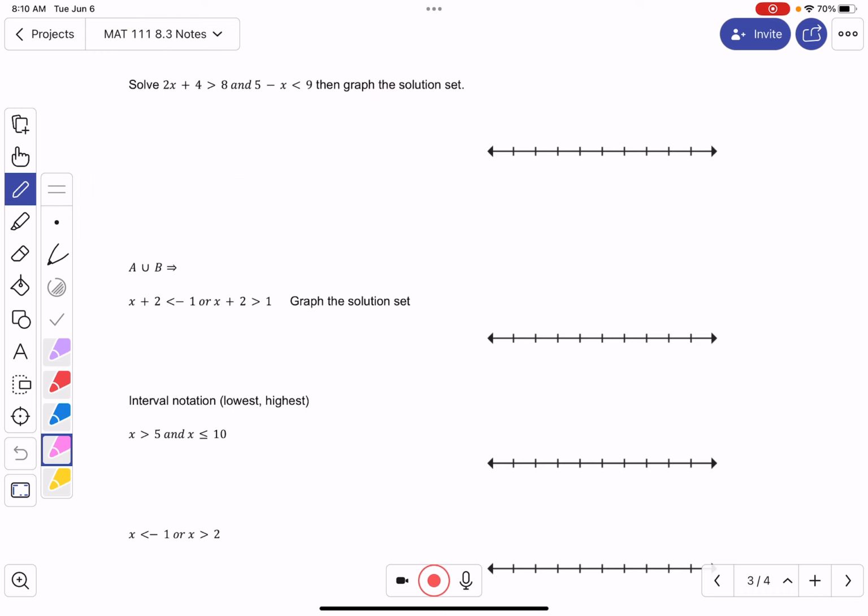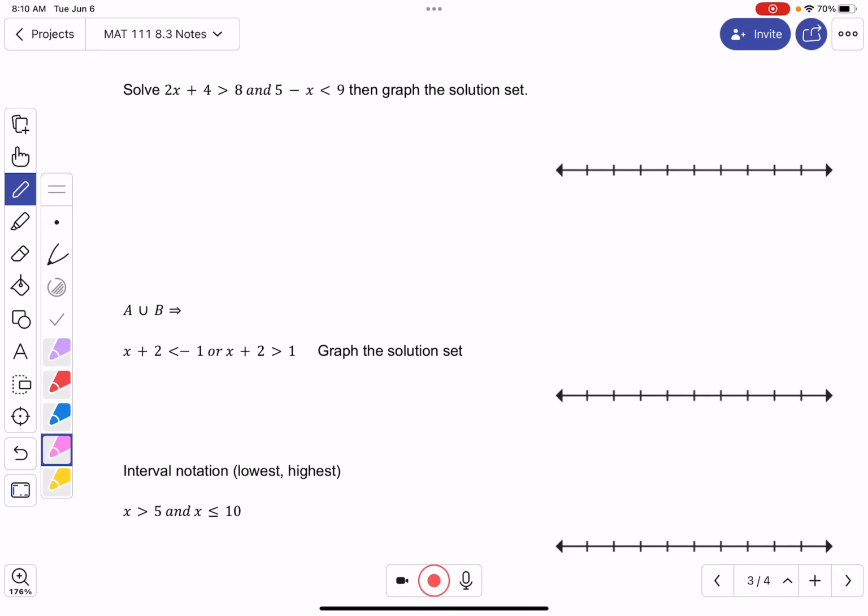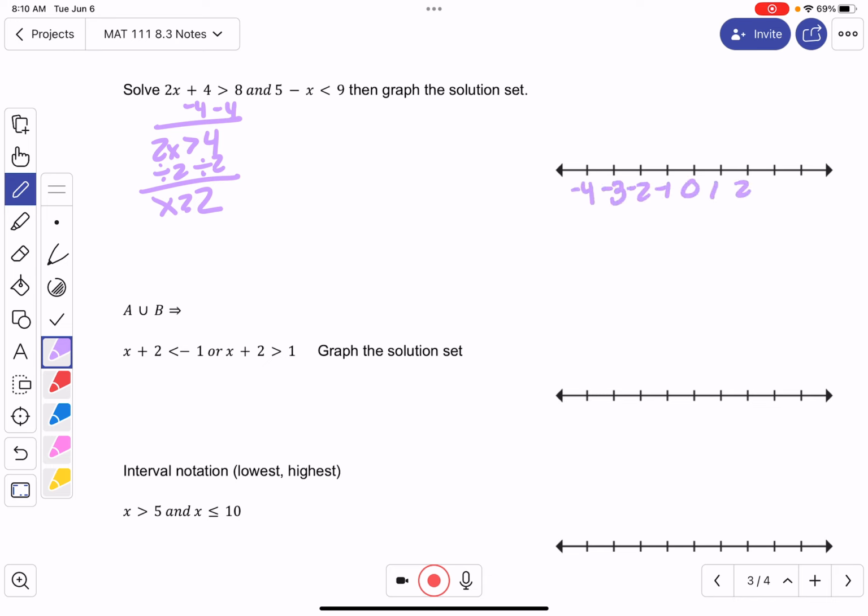All right, so here's where you might see that: solve it and then graph. So we're going to solve each one and graph them. If I subtract 4, I get 2x is greater than 4. Divide by 2, x is greater than 2. If I were to graph this, x is greater than 2, I'm going to put an open circle and graph it that way.